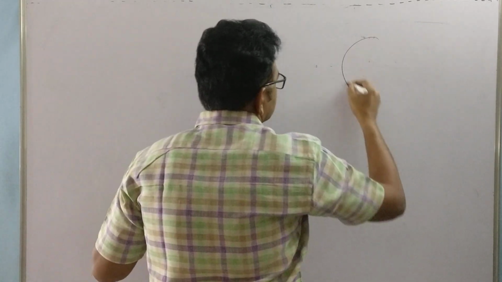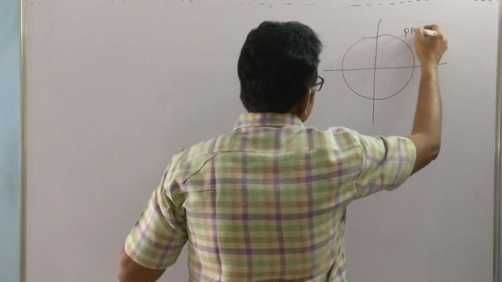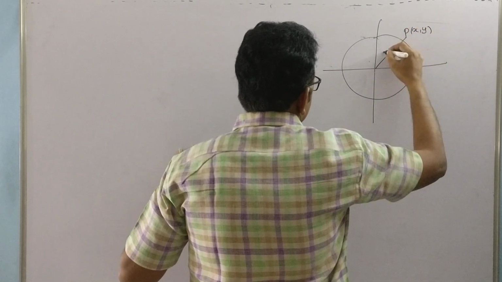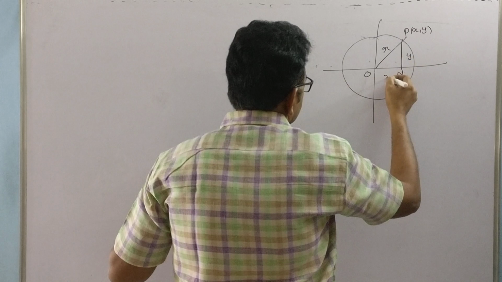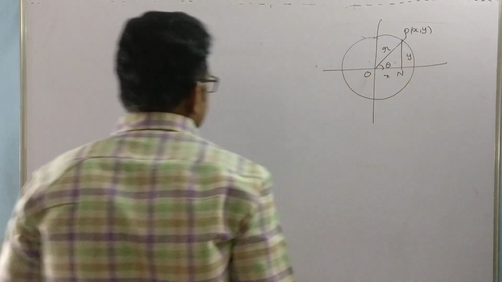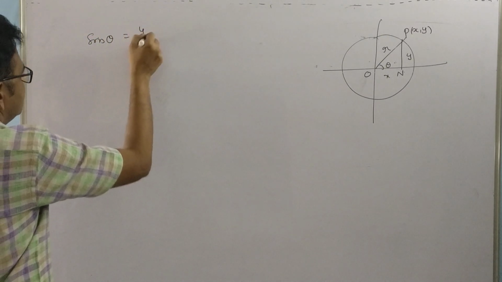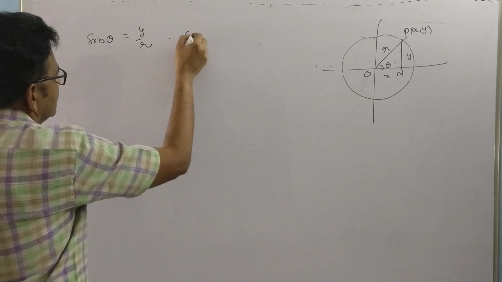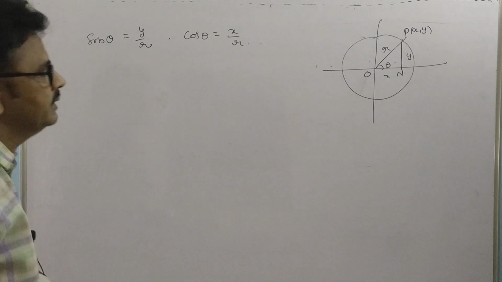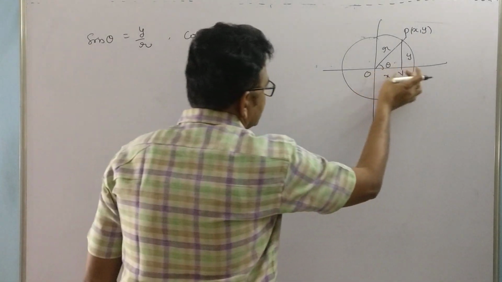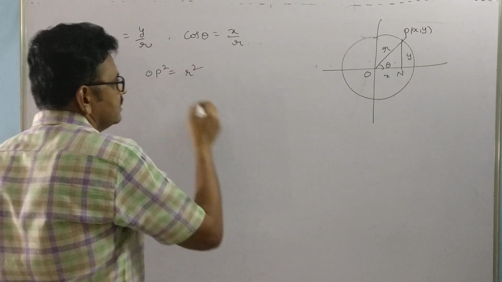Next, again once, this is the point P, x comma y, this is R, OP, this is N, so this is Y, this is X, and this makes an angle theta. Sine theta is equal to Y by R, and also cos theta is equal to X by R.